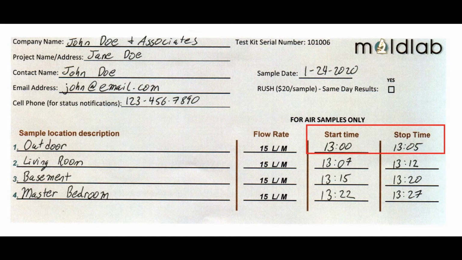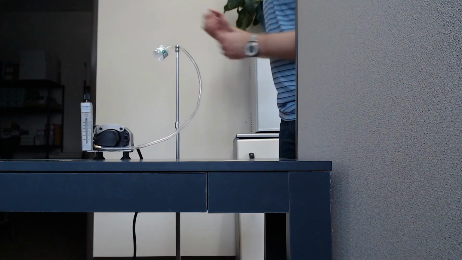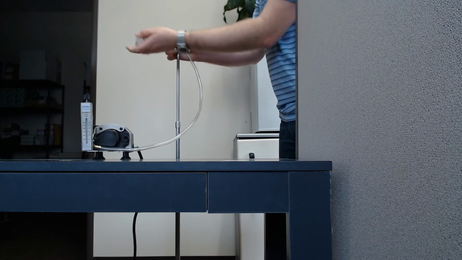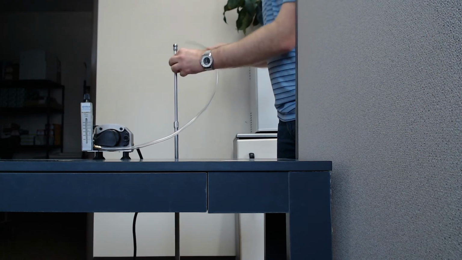Step 6. Once 5 minutes, or your desired sample time, are reached, turn off your pump and stop your timer. Write down the exact start and stop time for your sample onto the test kit form. Step 7. Disconnect your cassette from the plastic tubing. You don't need to remove the plastic tubing from your pump.